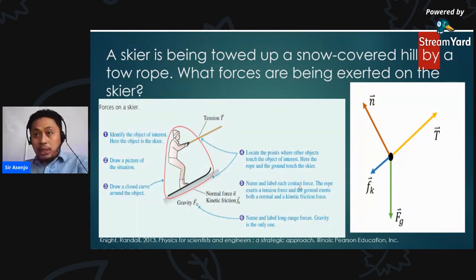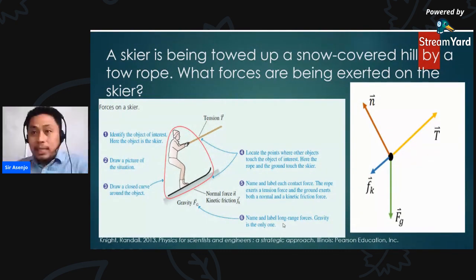Name and label its contact force. The rope exerts a tension force. Remember, when there is a rope as an agent, automatically the force is called tension force. And the ground exerts both a normal force and, of course, a kinetic friction. And of course, we also have gravity.